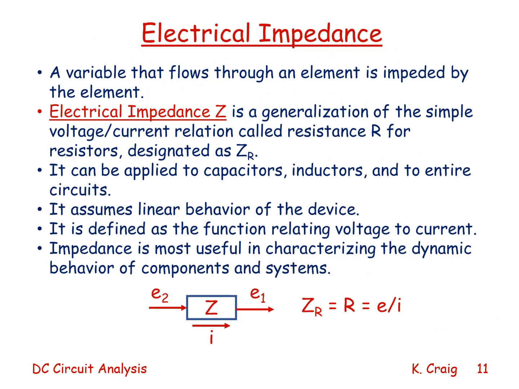Let us define more formally what electrical impedance is. A variable that flows through an element is impeded by the element. Electrical impedance with symbol Z is a generalization of the simple voltage over current relation called resistance, R, for resistors, designated as Z with a subscript R. It can be applied to capacitors, inductors, and to entire circuits.